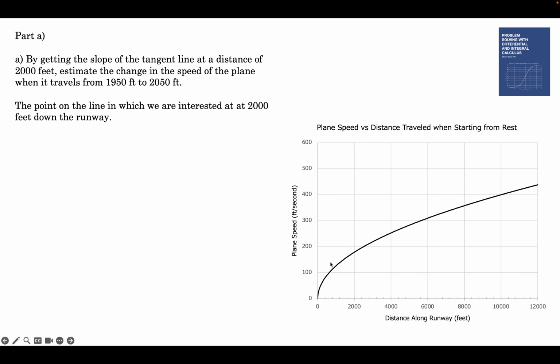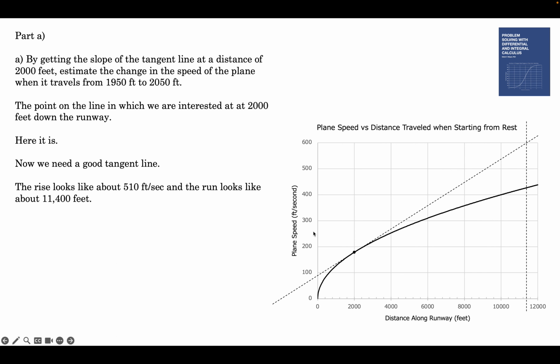2,000 feet down the runway is right here. Let's put a point there and draw a good tangent line. We need to get the rise over the run. To help us get the run, let's draw a vertical line here. The rise looks like it goes from about 90 to 600. That's 510 feet per second. The run, that's 10.4, that's 10.8, that's 11.2, that's 11.6. It's about halfway between, so that's 11.4.